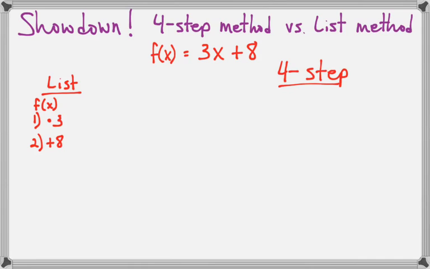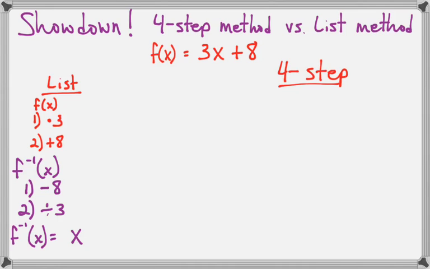Now f inverse has to undo those steps in the reverse order. So the first thing it should do is undo the plus 8, the next thing is undo the times 3. And then we have to write our function. We take an x, write down your x, then write the first step after it, then write the second step after that. So the first step was just minus 8, and then to that we divide the whole thing by 3.